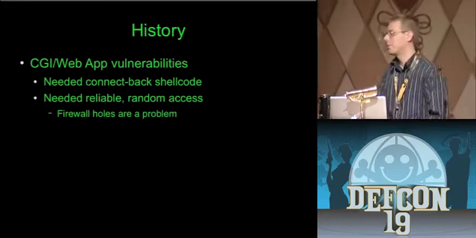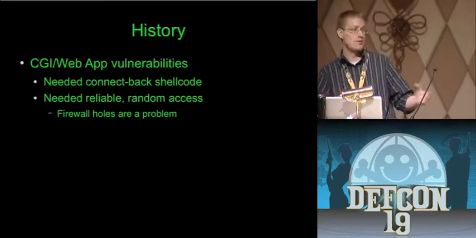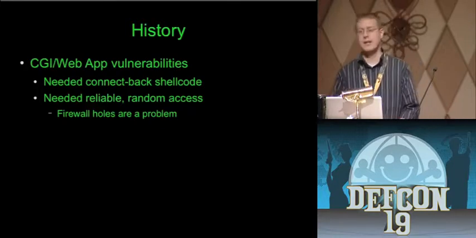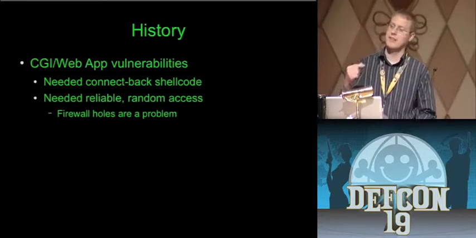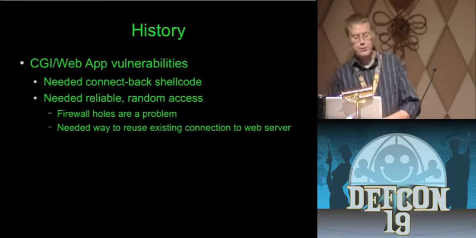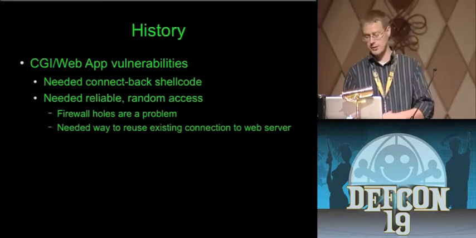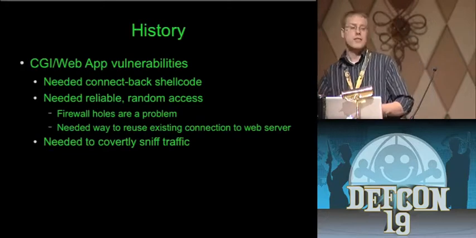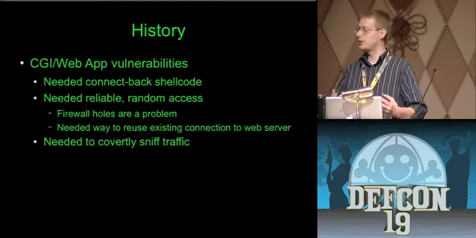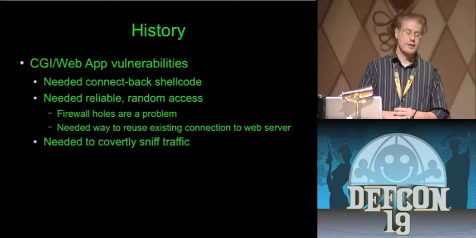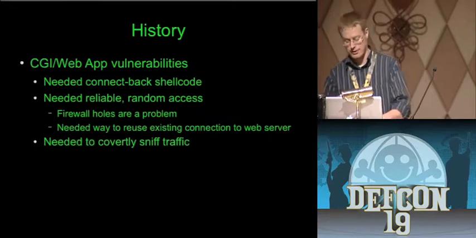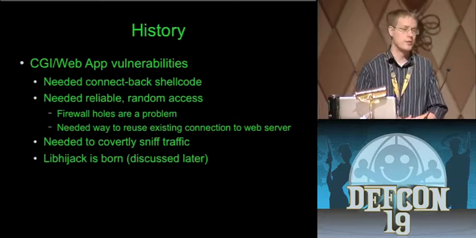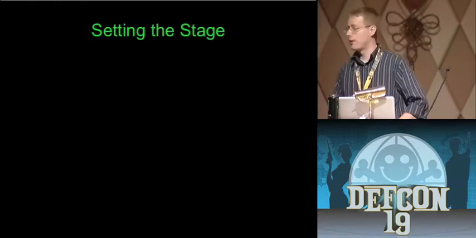Firewall holes are a bit of a problem because if I'm at a friend's place or at McDonald's, I don't control the network. I could pwn the network and gain control of it, but I really just want to take care of my end goal, my target. I needed a way to reuse existing connections to the web server. I also needed a way to covertly sniff traffic. There was a time when the traffic was wrapped in SSL for HTTPS, and I needed to be able to grab the decrypted SSL traffic. So I created a project called libhijack, and we're going to discuss that a little bit more. We're going to release a new version at DEFCON today, if the network permits.